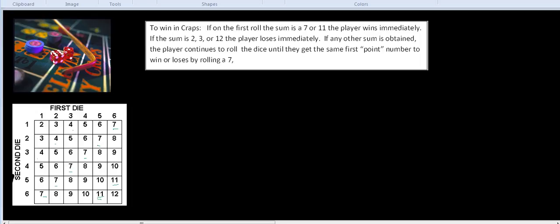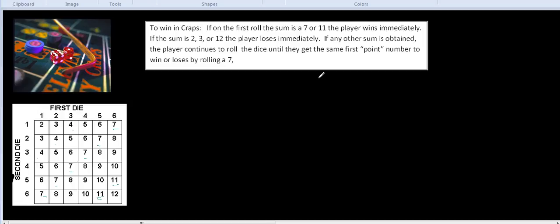Here's the problem of determining what is the probability of winning at craps. We have a little picture here of two dice and a craps table, a probability model of the sum of two six-sided dice. So we have 36 outcomes, outcomes from 2 to 12, and a summary of the rules of playing craps.